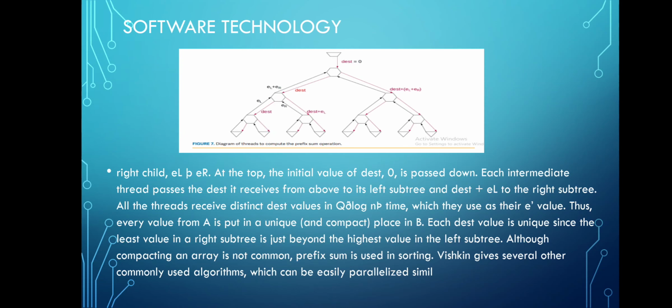Each intermediate thread passes the dest it receives from above to its left subtree and dest plus the count to the right subtree. All the threads receive their dest values in O(log n) time, which they use as their e value. Thus, every value from A is put in a unique place in B. Each dest value is unique since the least value in a right subtree is just beyond the highest value in the left subtree. Although compacting an array is not common, prefix sum is used in sorting.